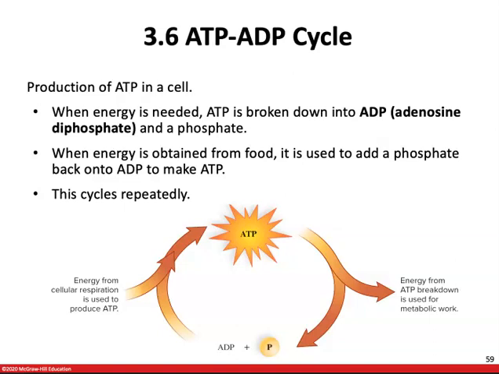ATP. So we want to talk just a little bit about ATP. The production of ATP in this cell is cyclical. When energy is needed, ATP is broken down into ADP and P, so adenosine diphosphate and a phosphate group. When energy is obtained from food, the energy we get from breaking down glucose is going to be used to glue phosphate back to ADP to produce ATP. So when we need energy, we break ATP into ADP. When we get energy from our food and we need to produce ATP, we use that energy to glue that phosphate back onto that ADP.